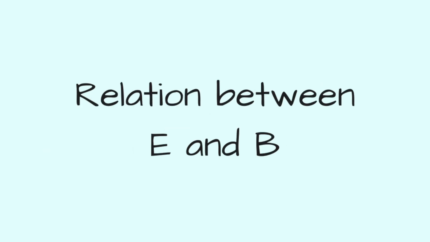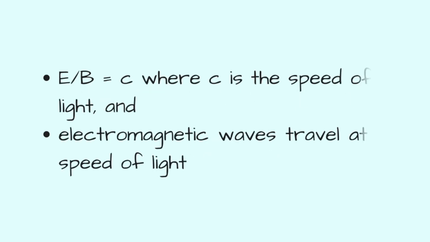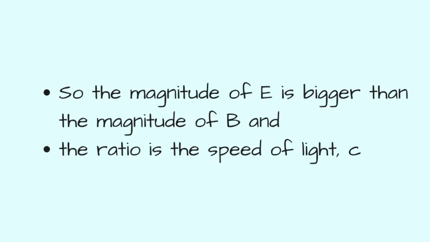There is a relation between the electric field E and the magnetic field B in an electromagnetic wave. E divided by B is equal to c, where c is the speed of light, and electromagnetic waves travel at the speed of light. So the magnitude of the electric field is bigger than the magnitude of the magnetic field, and the ratio is the speed of light.